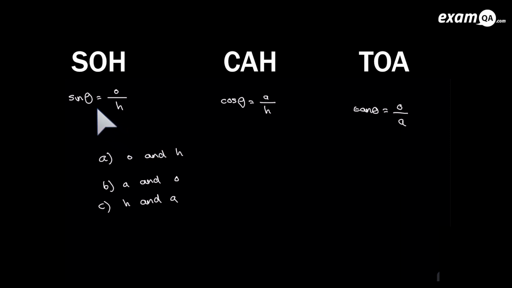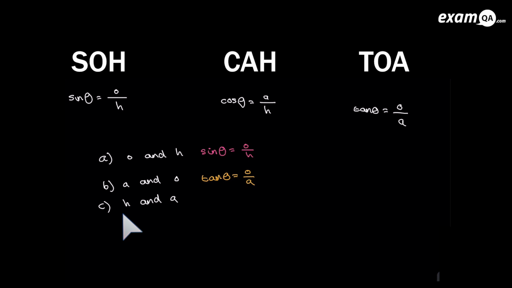And that is sine theta, remember referring to the angle, equals O over H, short for opposite over hypotenuse. The next one we have A and O. A for adjacent, O for opposite. And TOA is the one we're looking for, the tan formula. And that is tan theta equals opposite over adjacent.